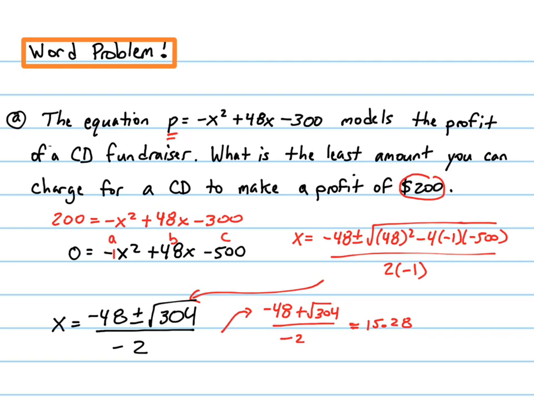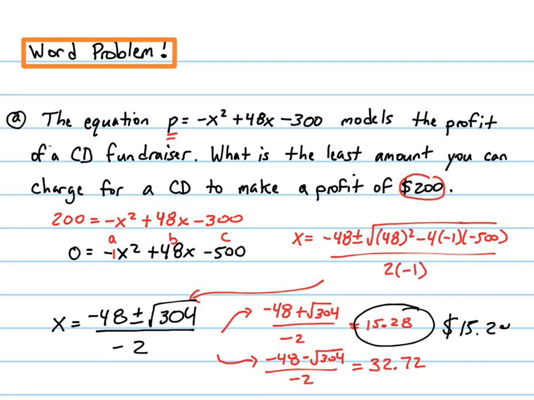Then I'll do the same thing. This time, instead of having the plus square root of 304, I will have the subtraction of the square root of 304, divided by negative 2. And when I do negative 48 minus the square root of 304 divided by negative 2, in this case I get 32.72 roughly. So I have my two answers. And it says, what's the least amount you can charge? Well, that's going to be the $15.28.